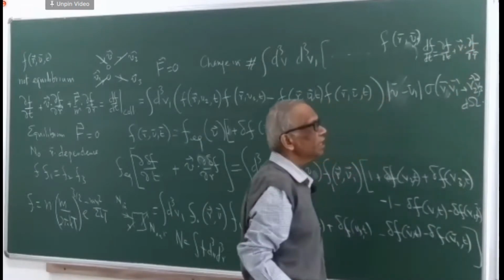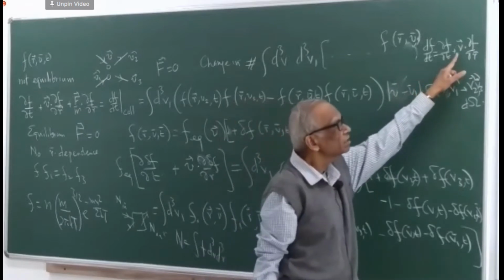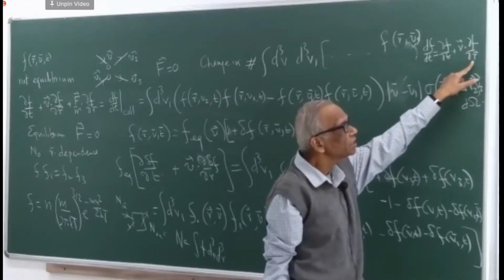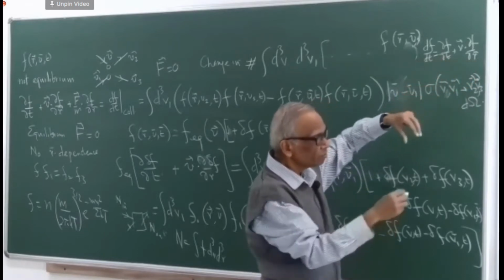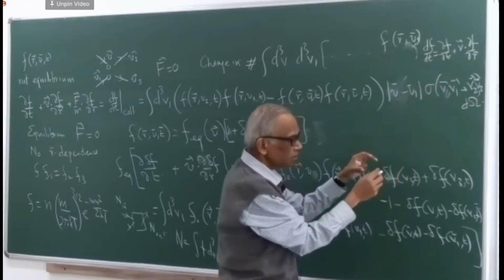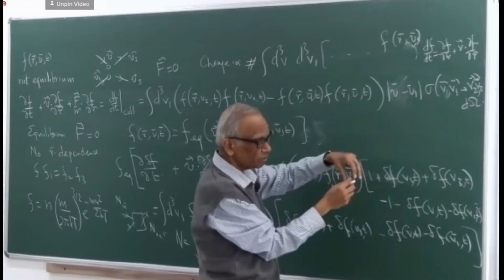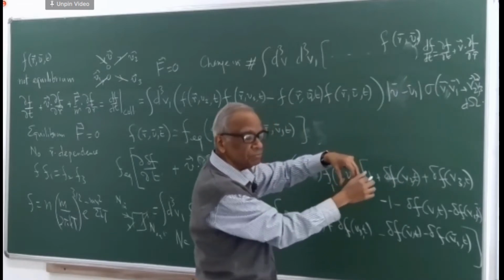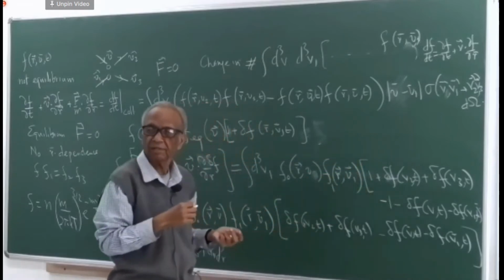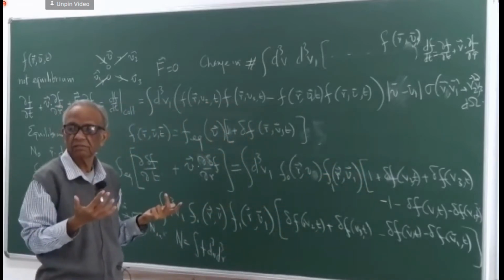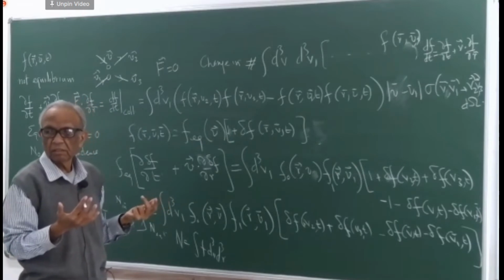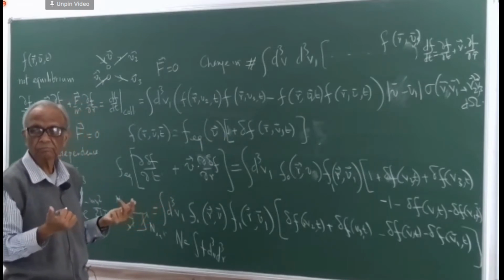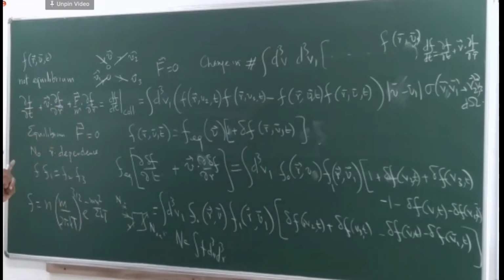So f as a function of r can still be there. It is possible simply because of the intrinsic velocity, some molecules may be leaving this box, d3r. The f of r distribution is not in equilibrium.